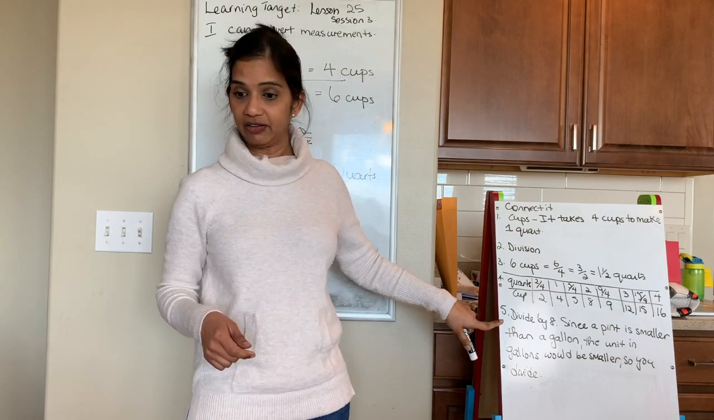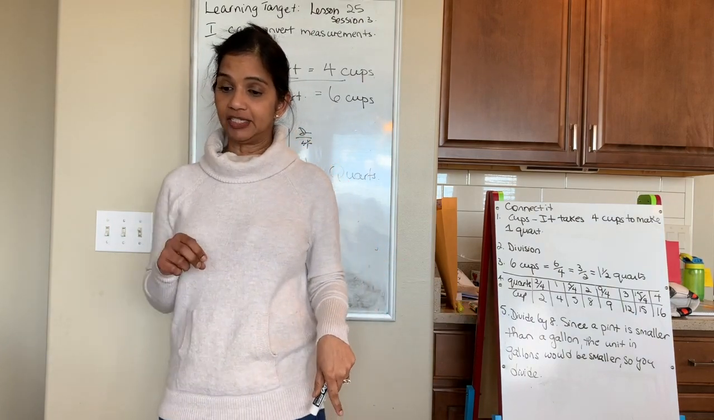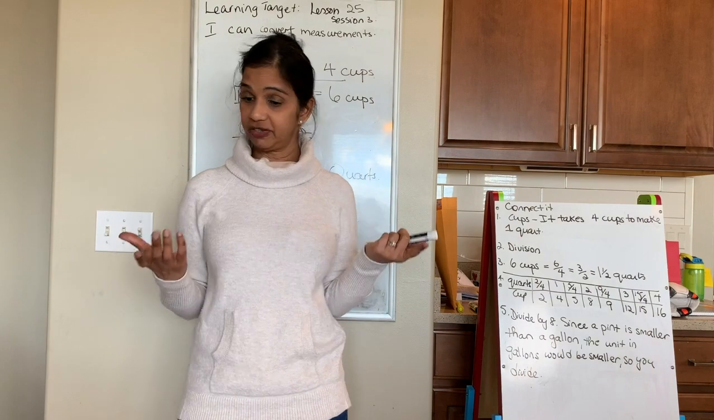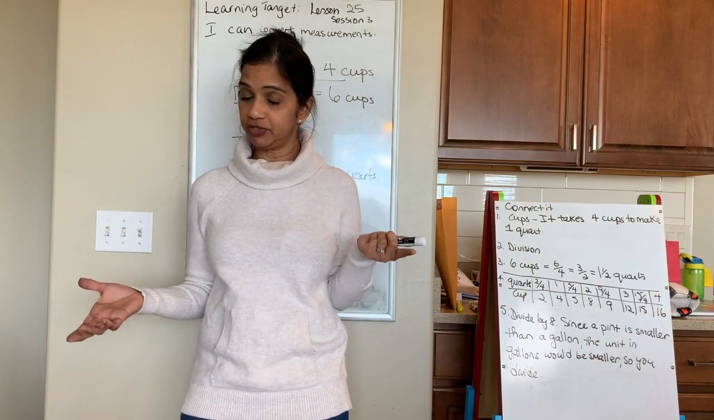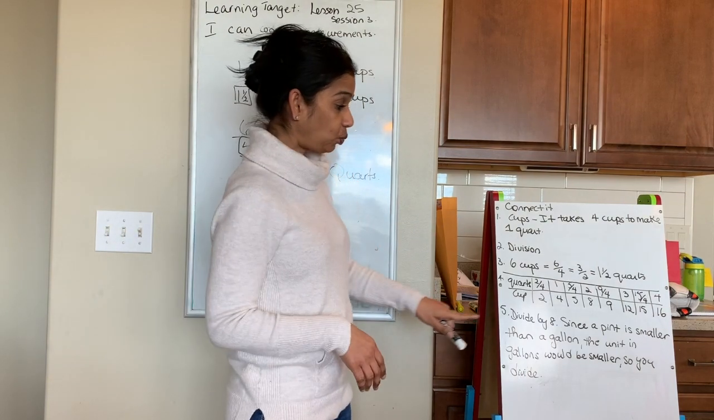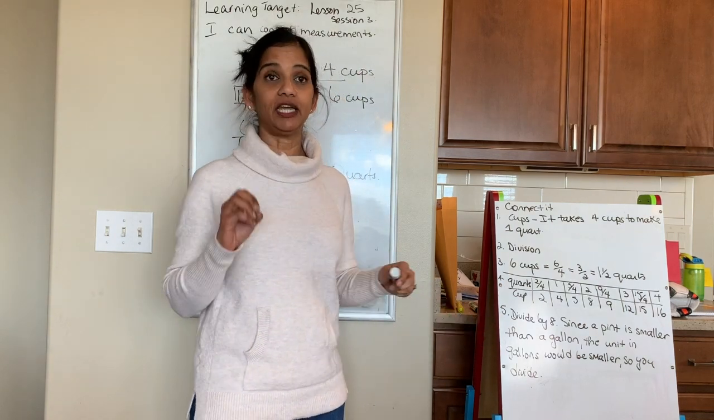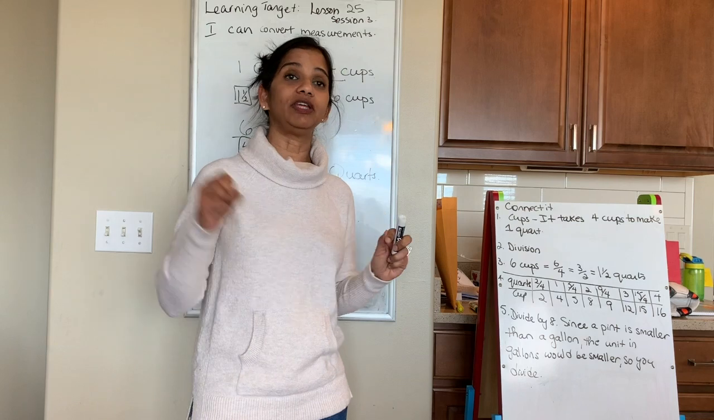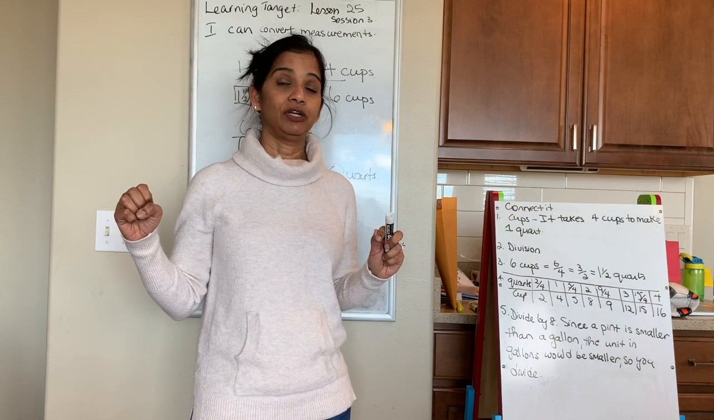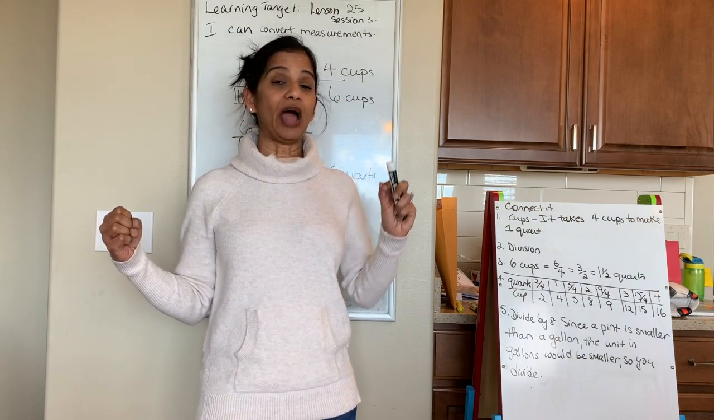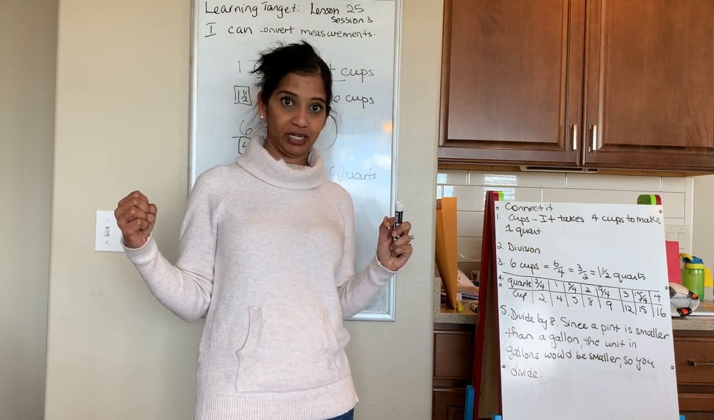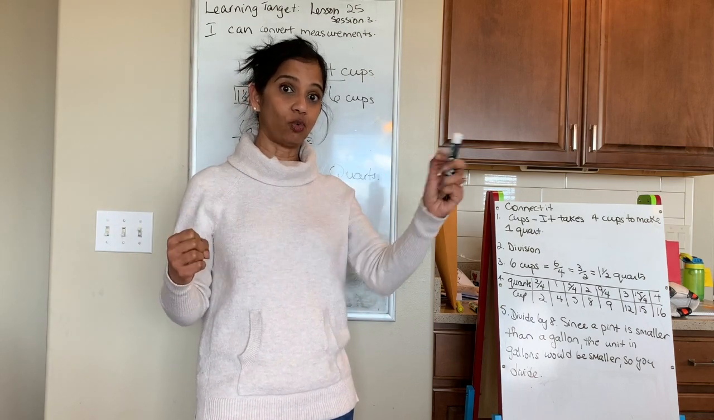Okay, let's look at number 5. 1 gallon is equivalent to 8 pints. This is just a different type of measurement. Describe how to convert from pints to gallons. We divide by 8. 1 gallon is equivalent to 8 pints. So for every gallon, you have 8 pints, right? So if I had 16 pints, I would have 2 gallons, right? If I have 8 pints, I would have 1 gallon.